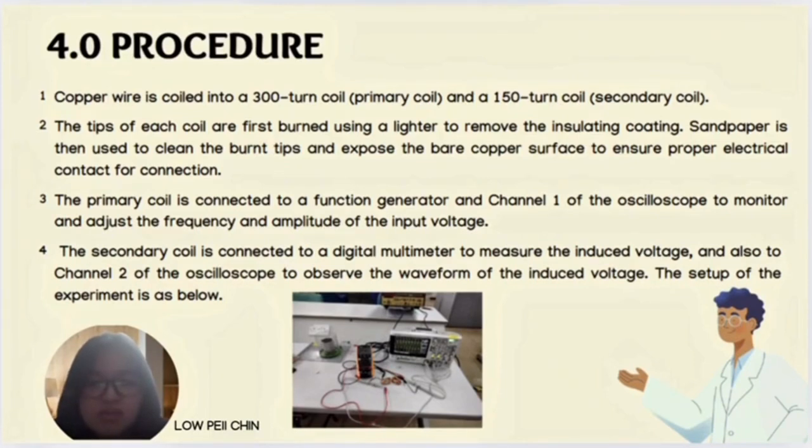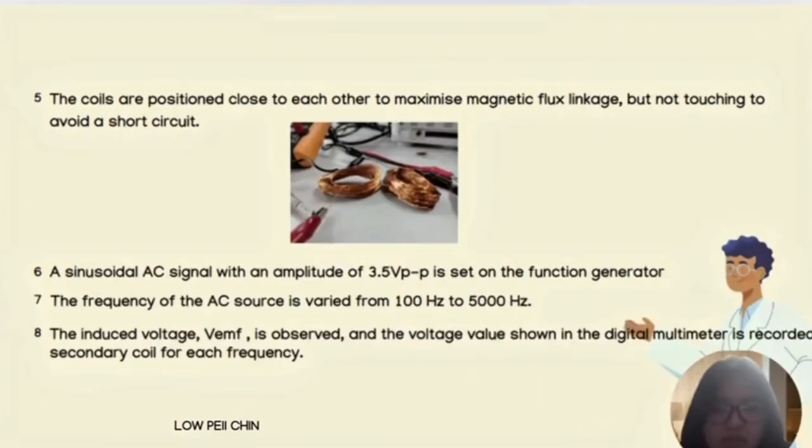The primary coil was connected to a function generator and channel 1 of the oscilloscope to monitor the input signal. The secondary coil was connected to a digital multimeter to measure the induced voltage, and to channel 2 of the oscilloscope to observe the waveform. We placed both coils close together without touching to maximize the magnetic flux linkage.